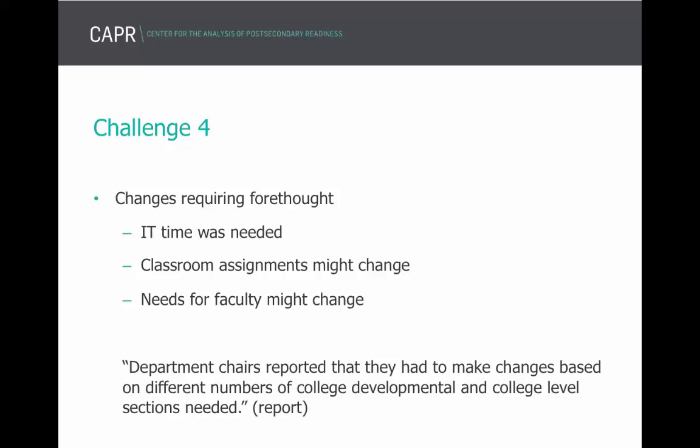In some cases, there were at least predicted to be changes in the needs for faculty, where different faculty qualifications were needed to teach developmental versus college level courses. So those were a couple of things that colleges were spending a lot of time trying to think about ahead of time to make sure that they weren't taken by surprise.